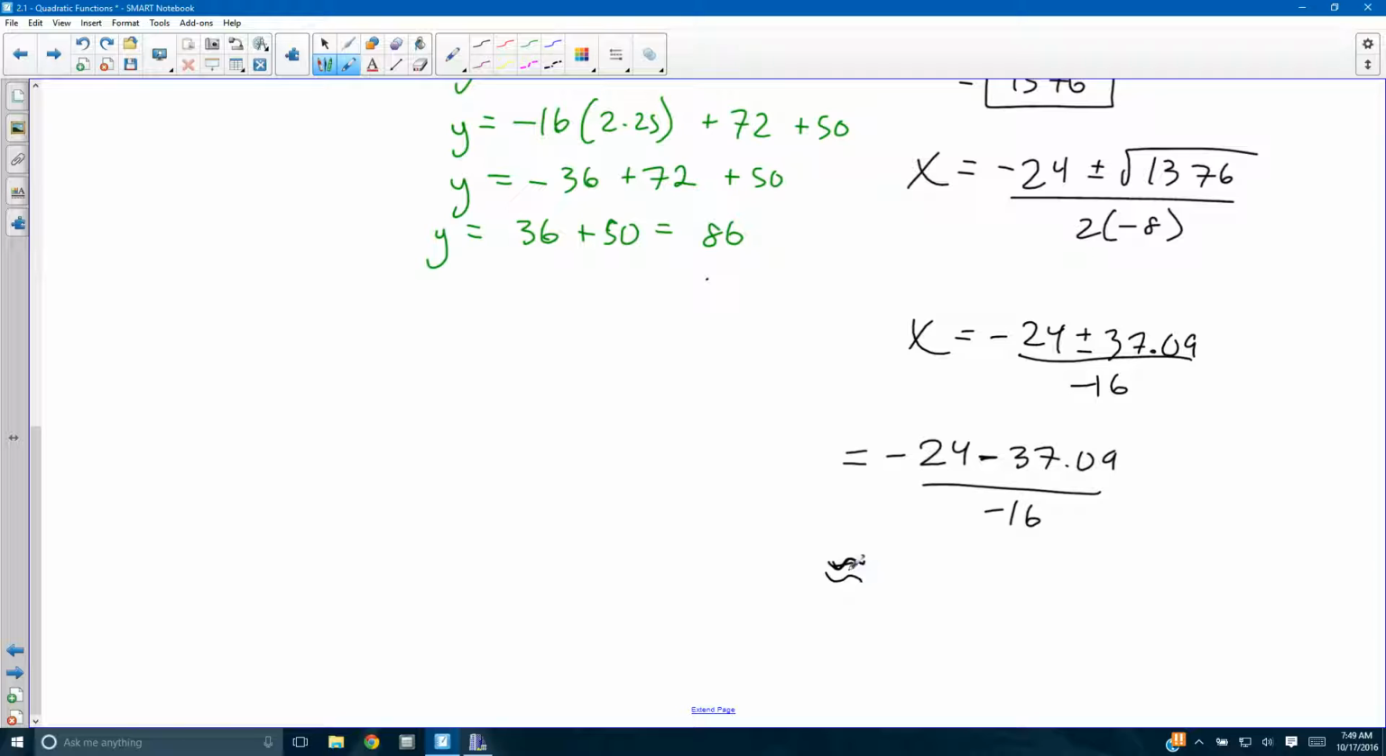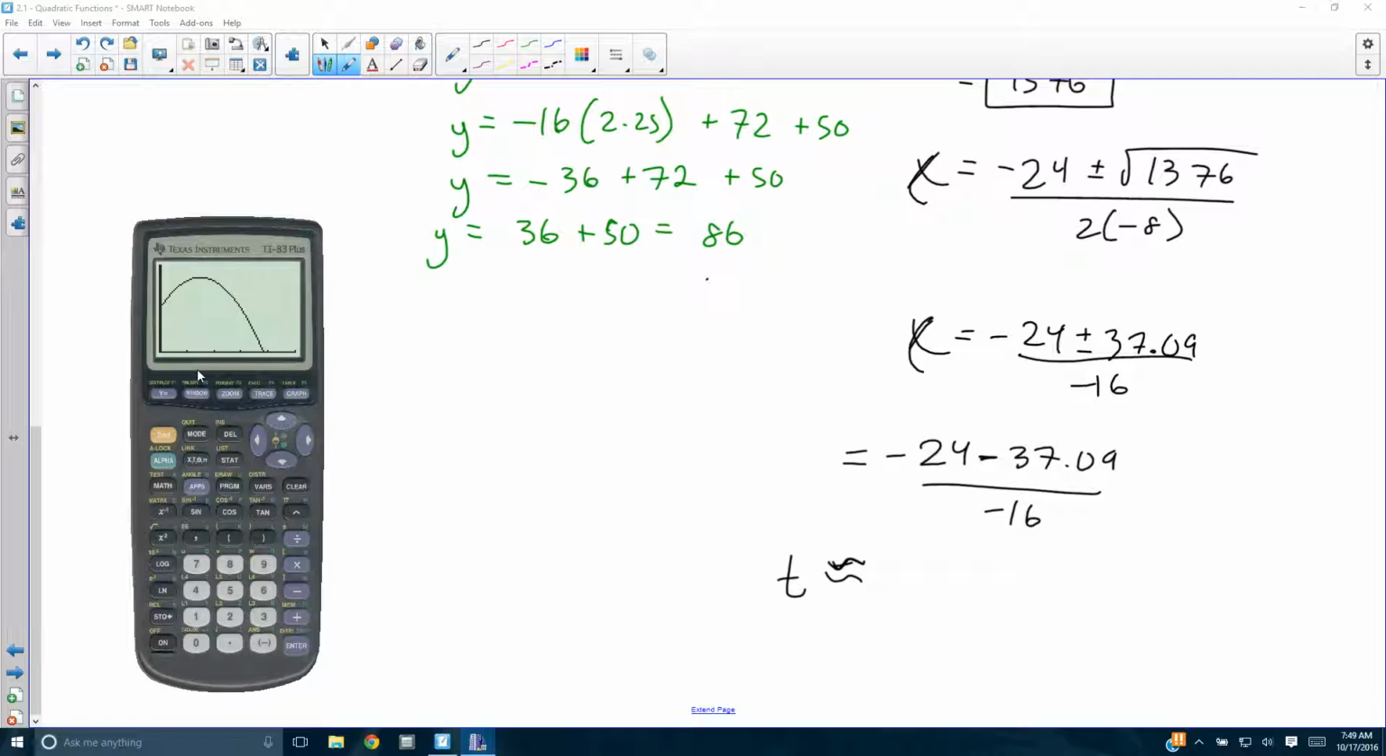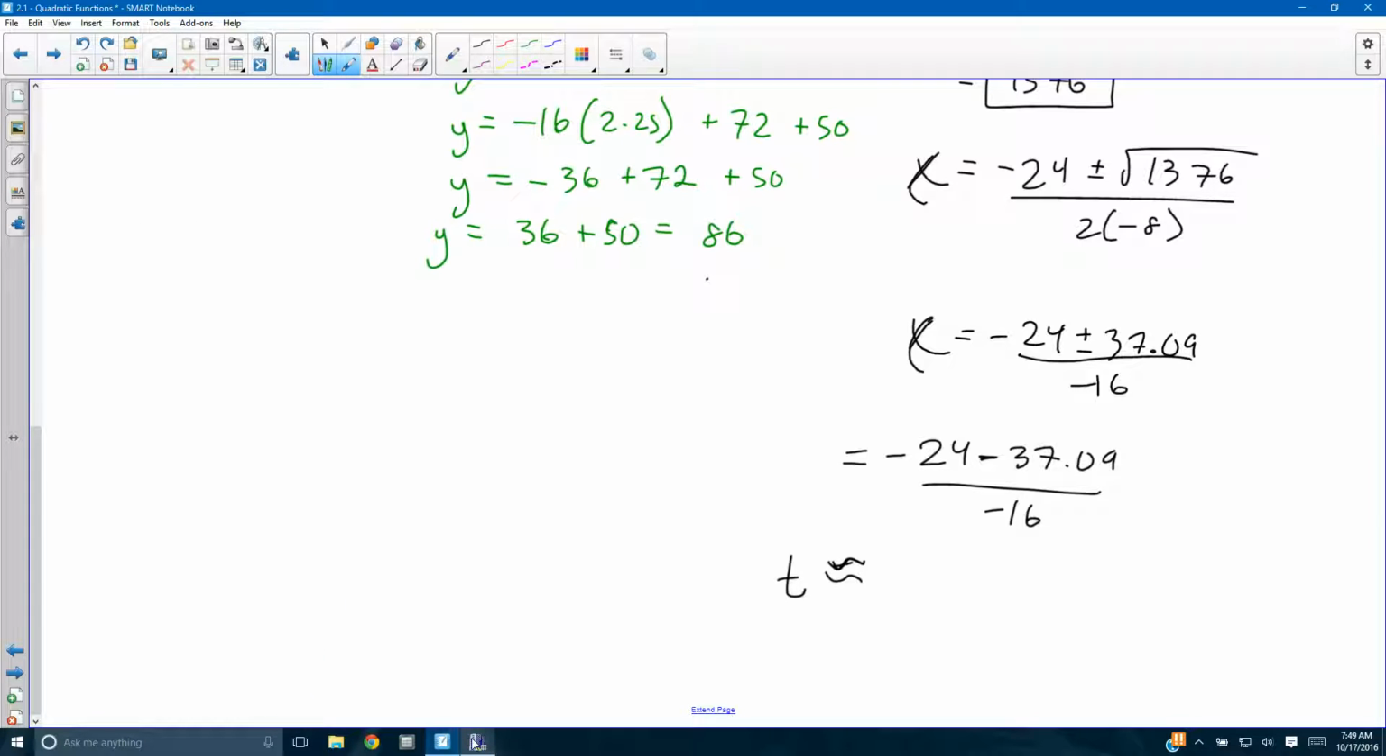So when will it land? What's my t value? You see, I've been using x. This is actually a t. My t value is approximately going to be, I'm going to take negative 24 and subtract this value here. So answer like that, and then I'm going to divide this by negative 16. Okay, now this will give me 3.818, so about 3.8 seconds. T is about 3.8. Okay, that's how long it takes for it to hit the ground.